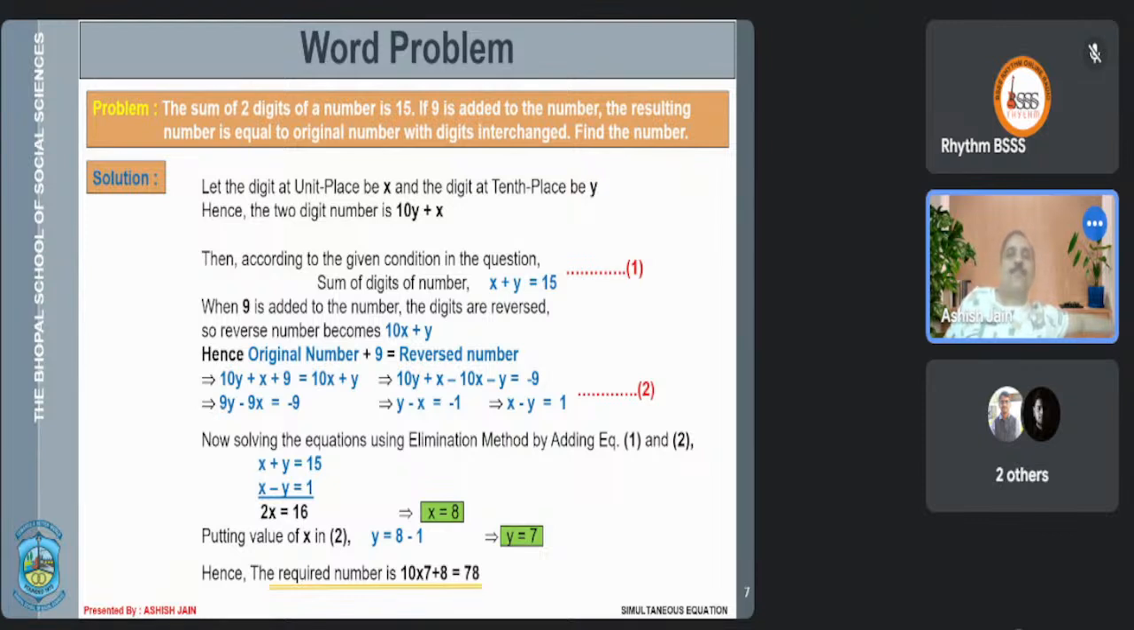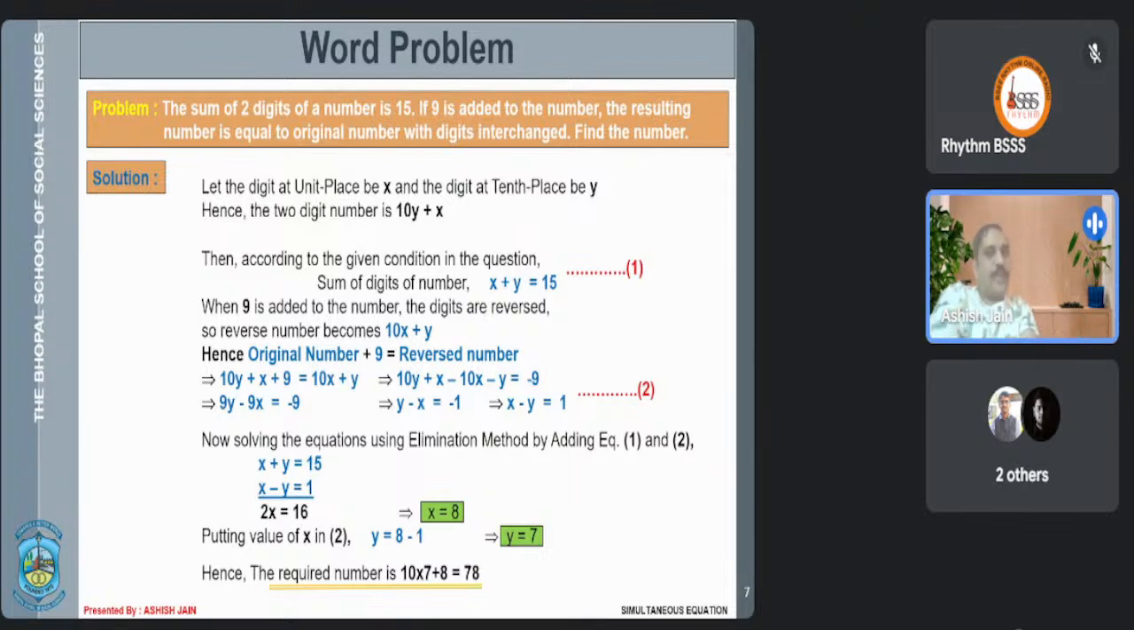8 number का आता है. सबसे पहले हमें यहाँ बताना पड़ेगा what is the units place number and what is the 10th place digit. So units place digit is x and the 10th place digit is y. That means my 2-digit number is 10th place number into 10 plus the units place number. So it's 10 of y plus x.